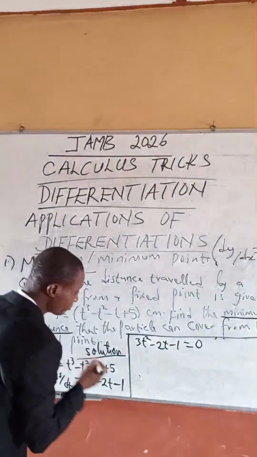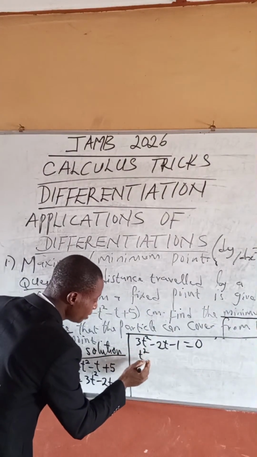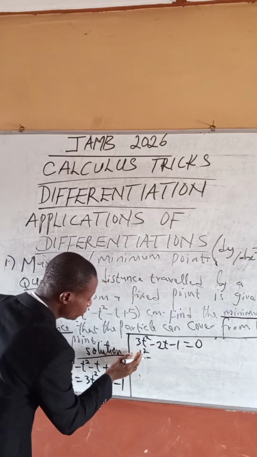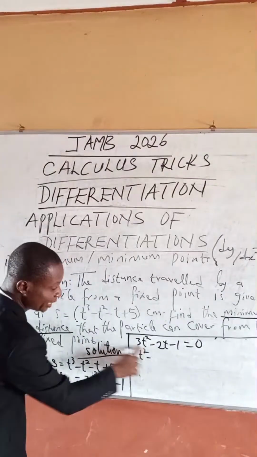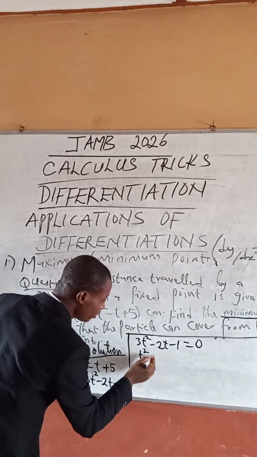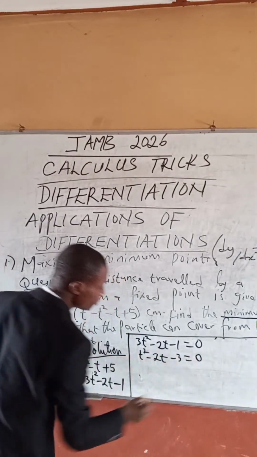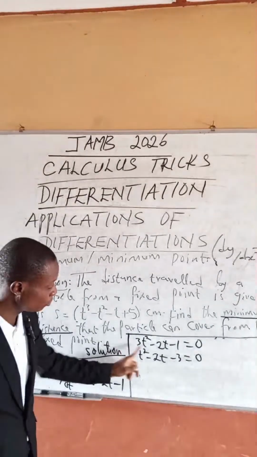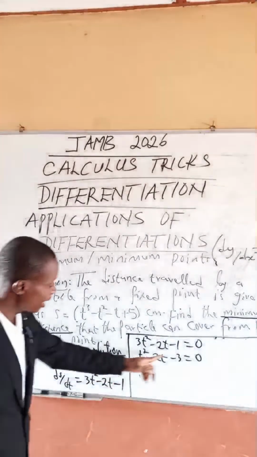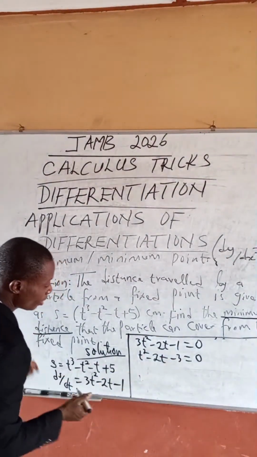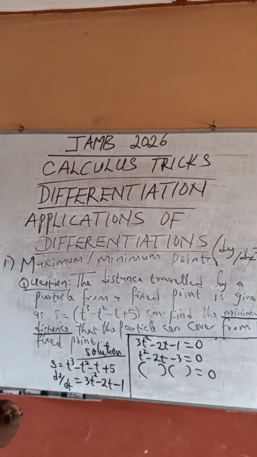This is what you are going to do. Take this 3 and multiply by this. That gives minus 2t, then minus 3 equal to 0. You see, I have used this 3 to multiply this, and that gives me minus 3. Now factorize this. Let's factorize without wasting our time. We are not going to waste time.